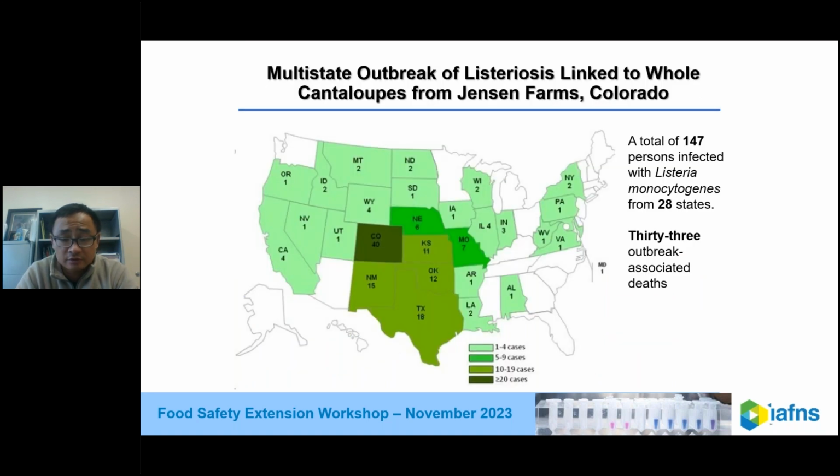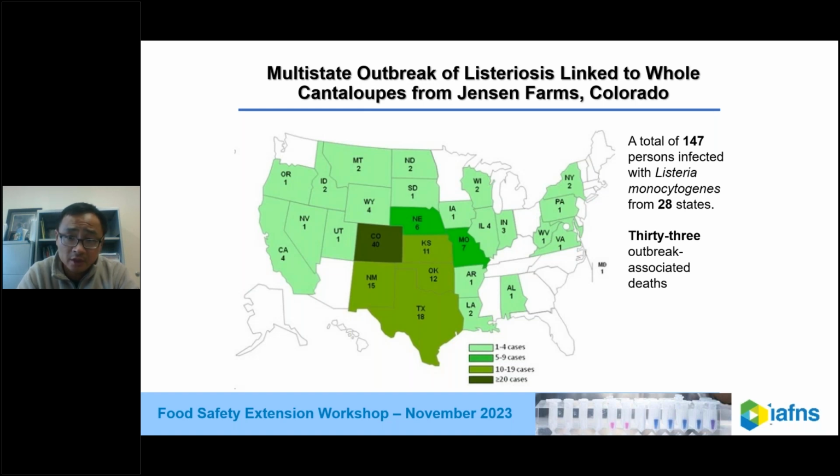Continually after this, 6 years later in Colorado, there was another big outbreak, which was a cantaloupe. Listeria monocytogenes contaminated cantaloupe also resulted in 33 associated deaths. And very ironically, Jensen Farms passed the third-party validation just a week before the outbreak happened, and their score is A+, which is 95 out of 100.